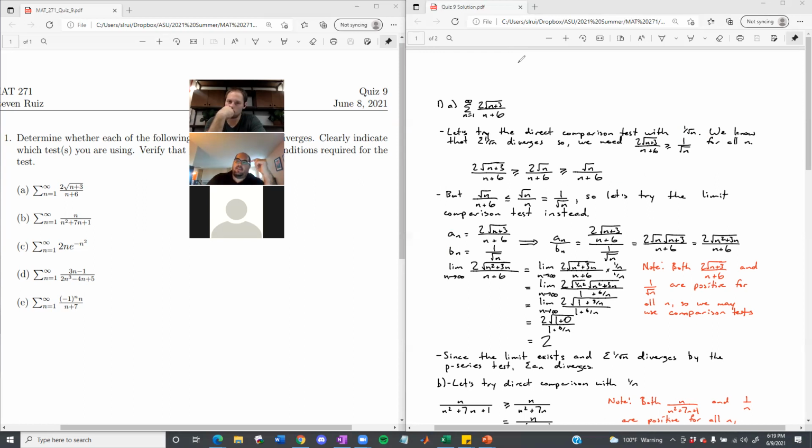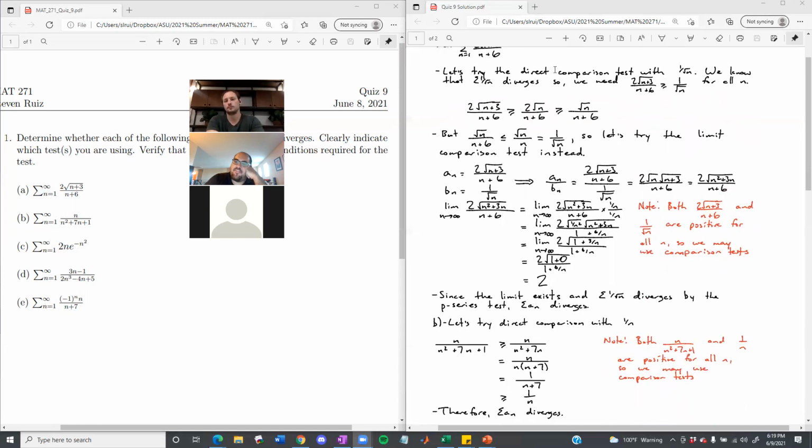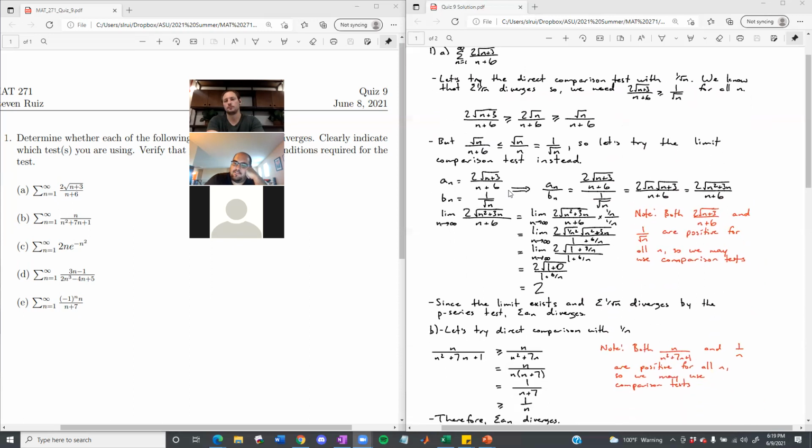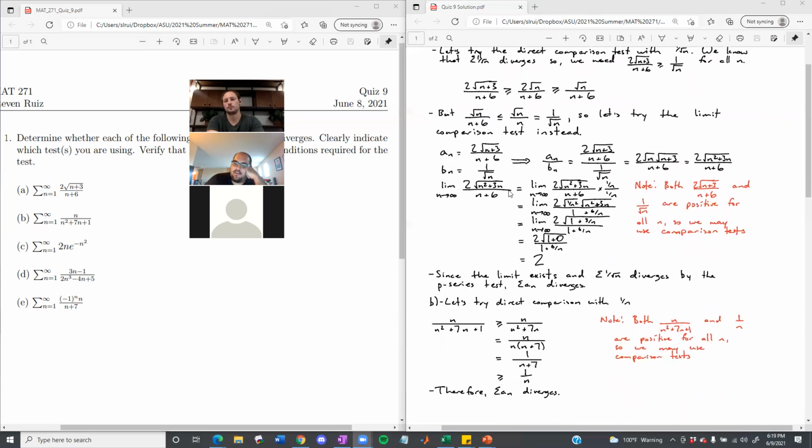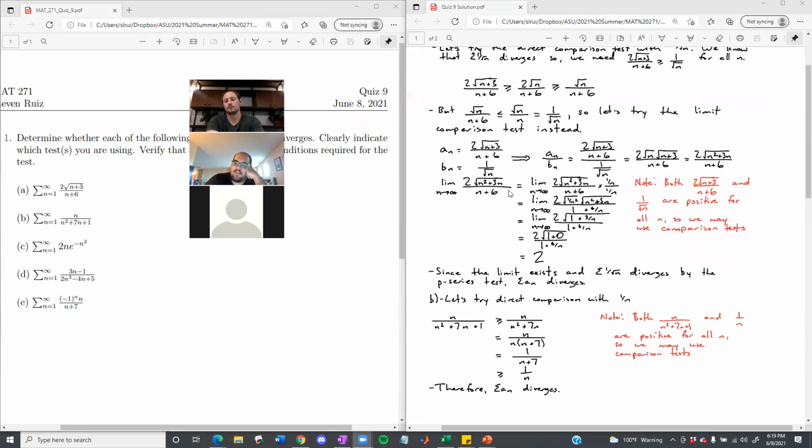By no means do I think it's the only way. I saw some people try to use the integral test there, which it'll probably work. I think this way is more direct. I actually don't think I saw anybody do the integral correct. I think it's deceptively complicated.